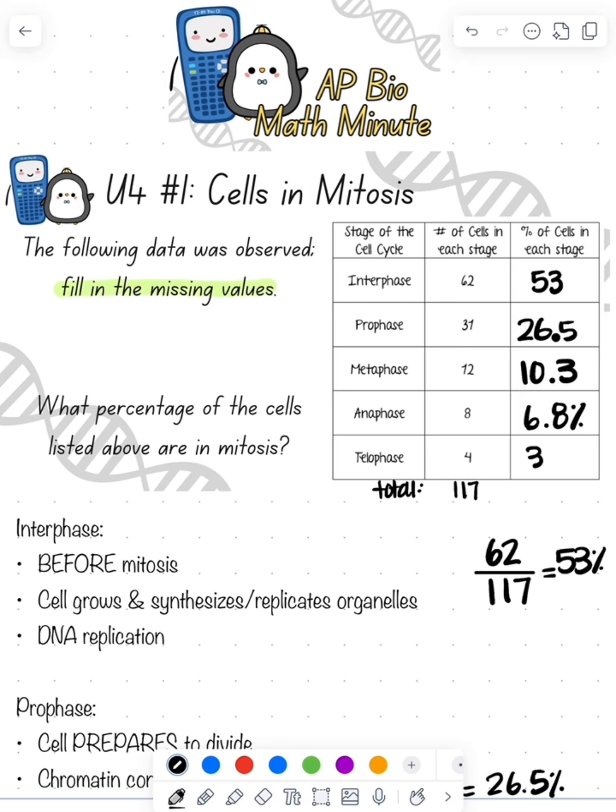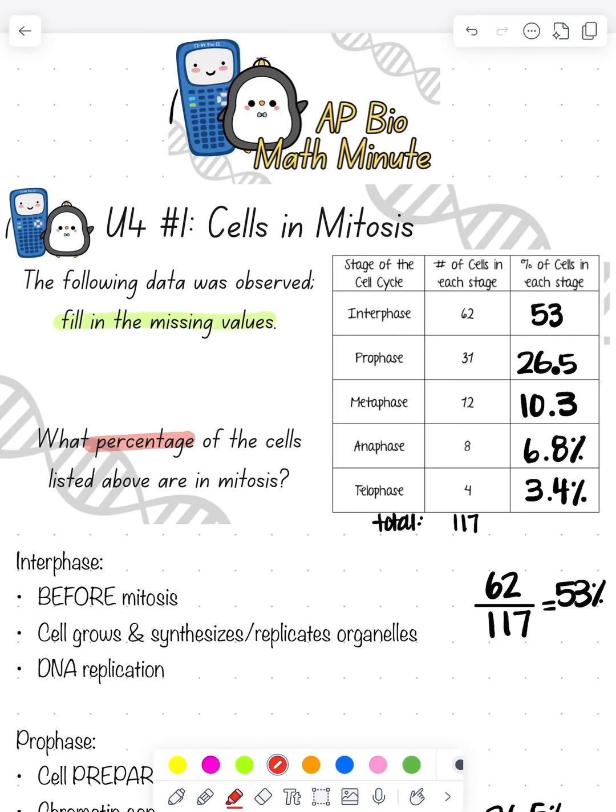So there's our 6.8 from our anaphase and 3.4 for telophase. Now we need to find the percent of cells that are in mitosis. So prophase, metaphase, anaphase, and telophase are all part of mitosis, which means that we're going to do 100 minus 53% because that was in interphase, which was before mitosis, which gives us 47% of cells are in mitosis.